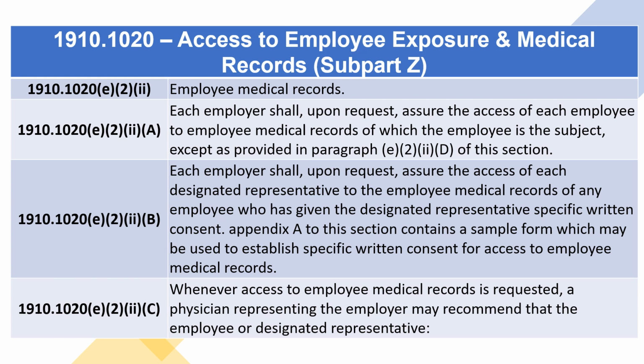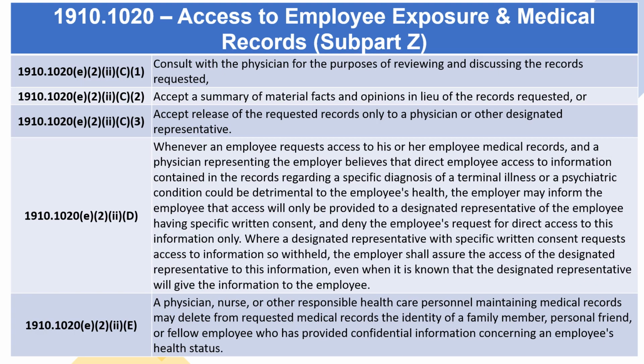Whenever access to employee medical records is requested, a physician representing the employer may recommend that the employee or designated representative: 1910.1020(e)(2)(ii)(C)(1), consult with the physician for the purposes of reviewing and discussing the records requested; 1910.1020(e)(2)(ii)(C)(2), accept a summary of material facts and opinions in lieu of the records requested; or 1910.1020(e)(2)(ii)(C)(3), accept release of the requested records only to a physician or other designated representative.